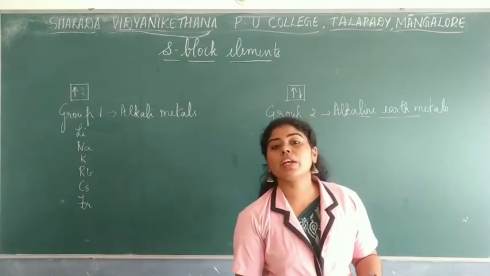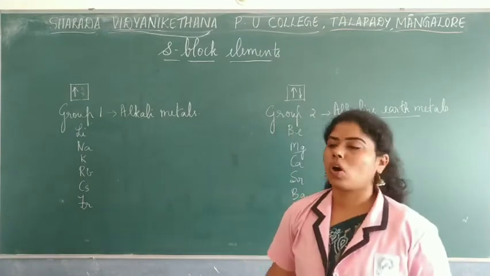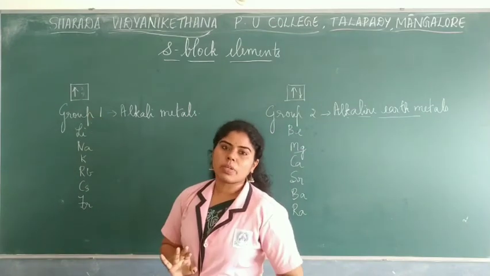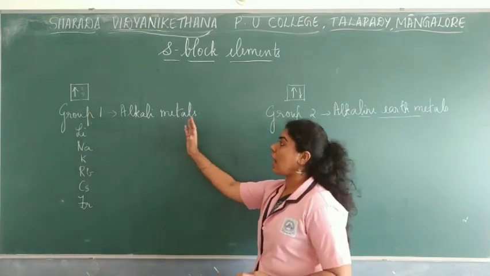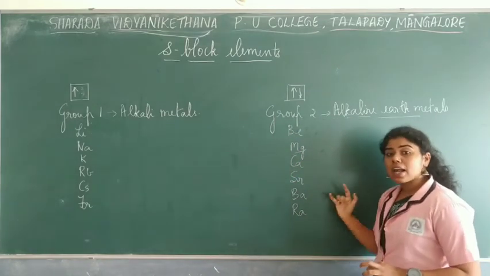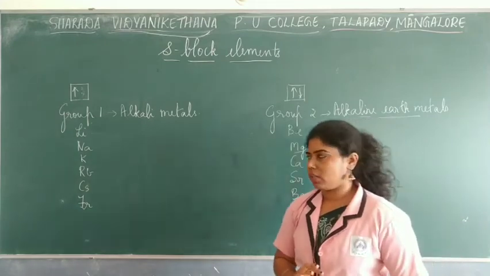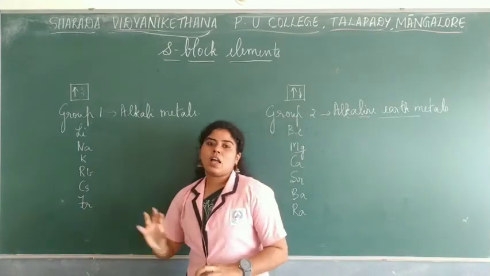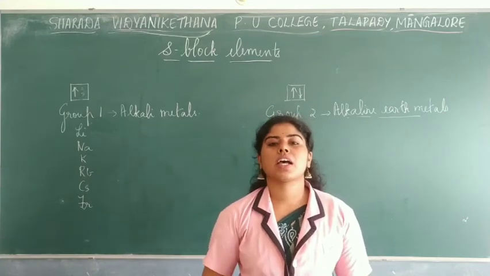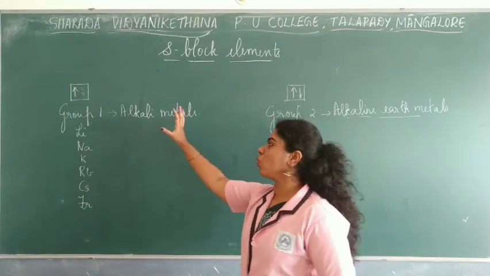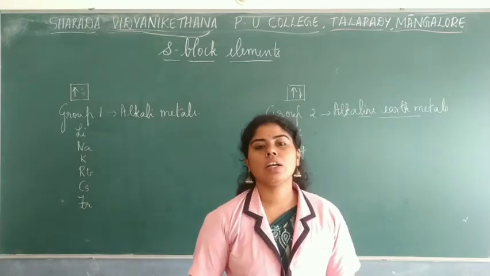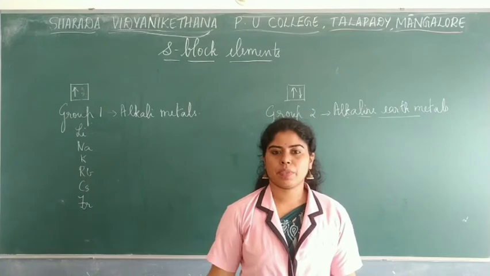What is soluble in water? Their oxides are soluble in water, but in the case of alkali metals, they are directly soluble in water. That's why they are called alkali metals, and here it is alkaline earth metals, because their oxides are soluble in water. So this is how these elements are categorized. Group 1 elements are called alkali metals, and group 2 elements are called alkaline earth metals, right?